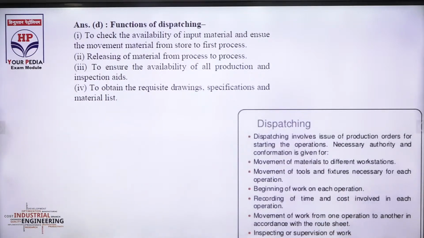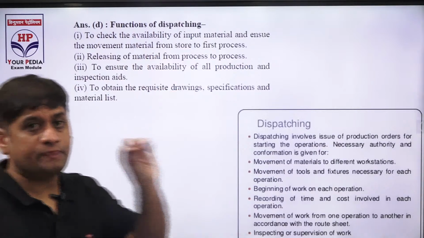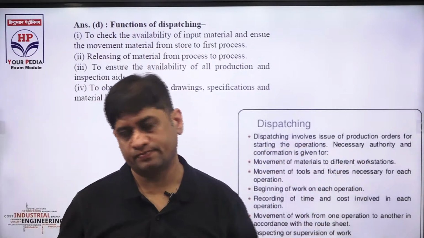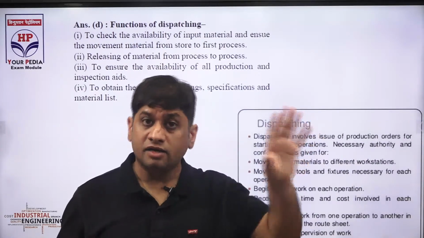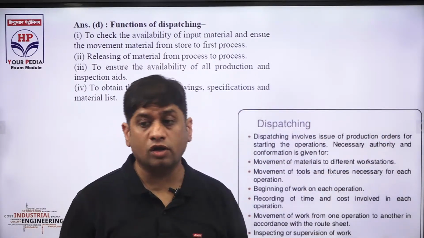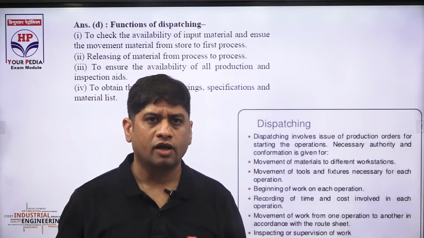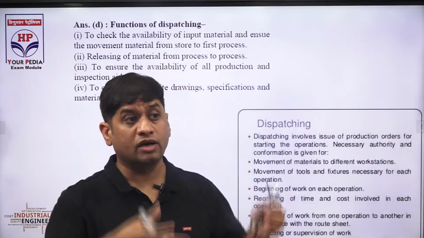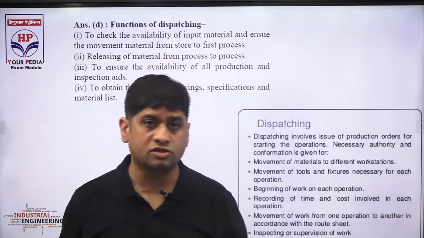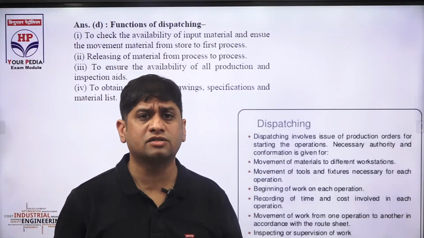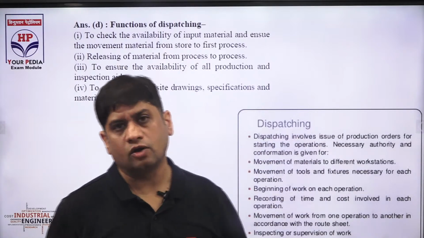We'll discuss the Kanban system also. Dispatching ensures the availability of all production and inspection aids. Drawing, specification, everything is done. Dispatch kar do means start the production. Production planning is different. Now it is controlling. Controlling means let's start producing now. When I'm producing something, I'm releasing the material, the inspection, the drawings, specifications. That is a part of controlling.